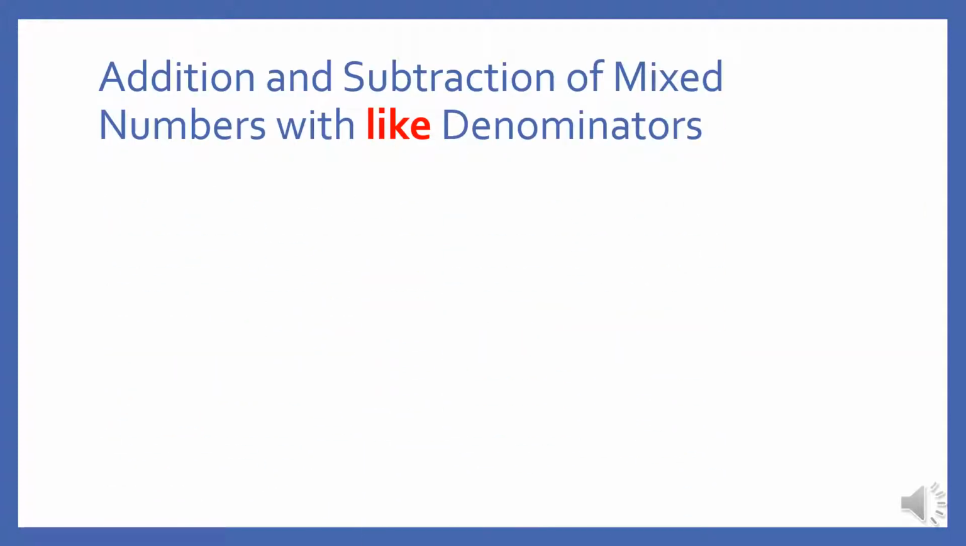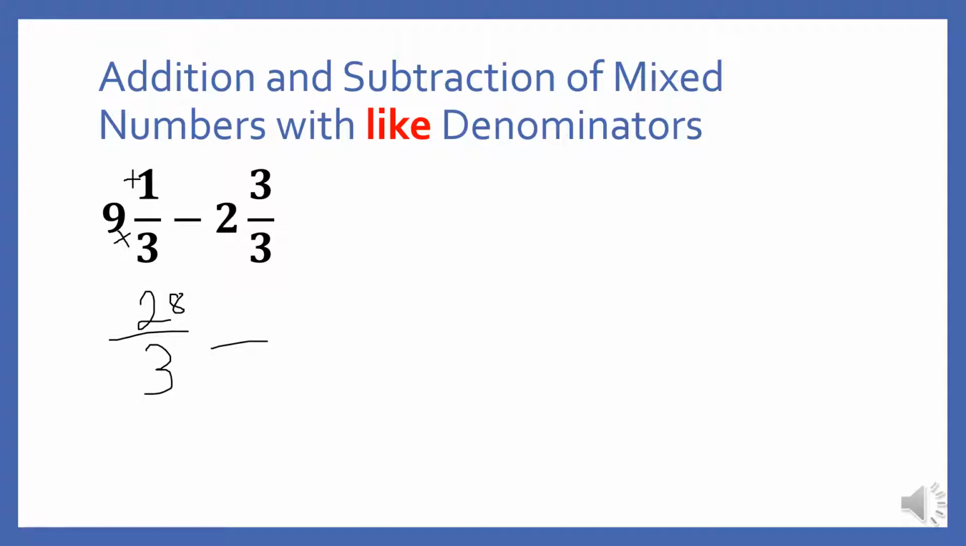Now what we're going to be looking at is adding and subtracting mixed numbers with like denominators. Now there are two options. We can choose to work out our mixed numbers or whole numbers first and then work out our fractions, or we can convert these mixed numbers to improper fractions. To convert a mixed number to an improper fraction, we must multiply the whole number by the denominator and then add the numerator. So for example, 9 times 3 is 27 plus 1 is 28 over 3.